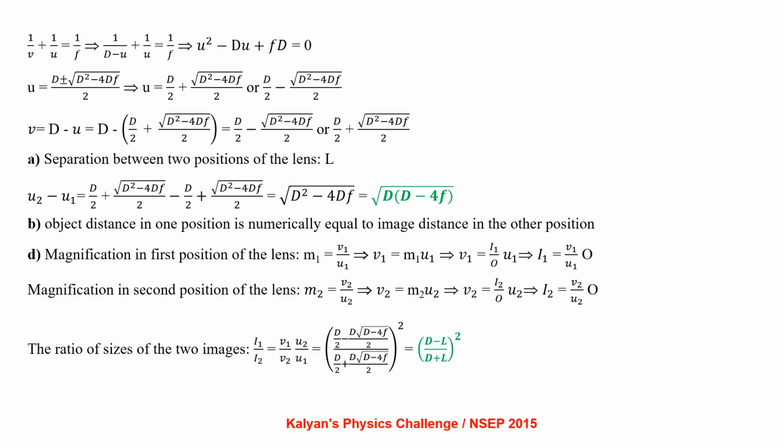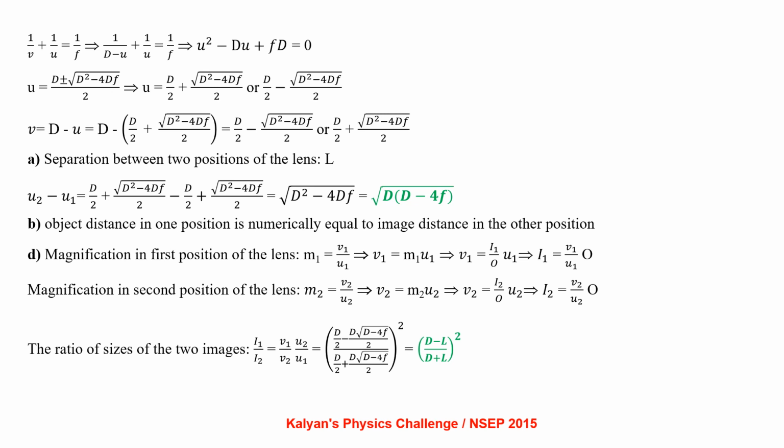From these expressions we can also find the image distance v, that is D minus u, which comes out as D/2 minus root of D squared minus 4Df by 2, or D/2 plus root of D squared minus 4Df by 2. Now coming to the options one by one.